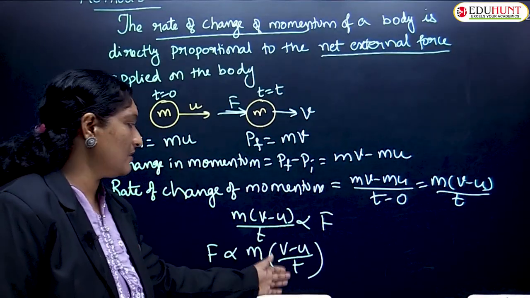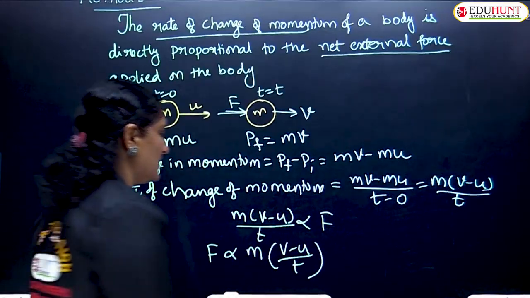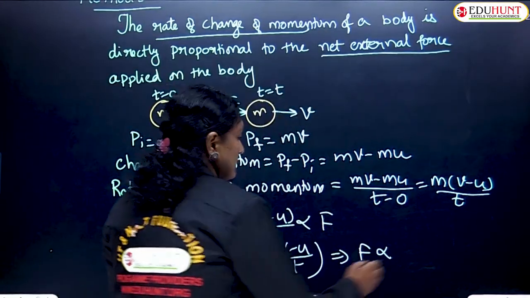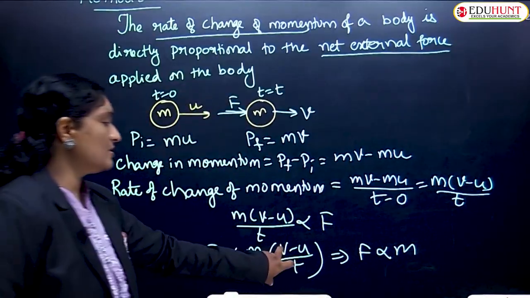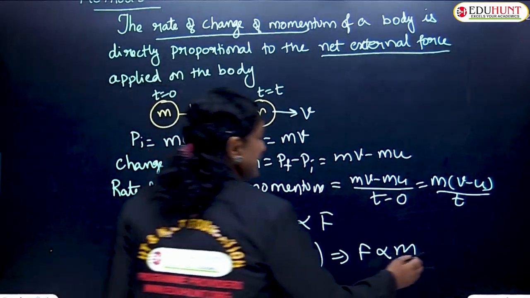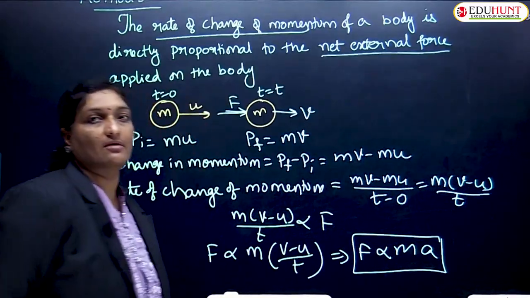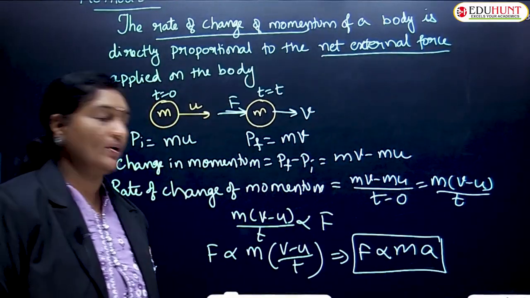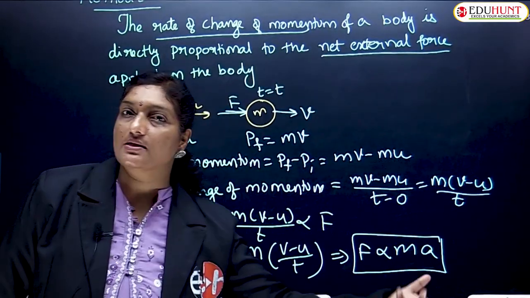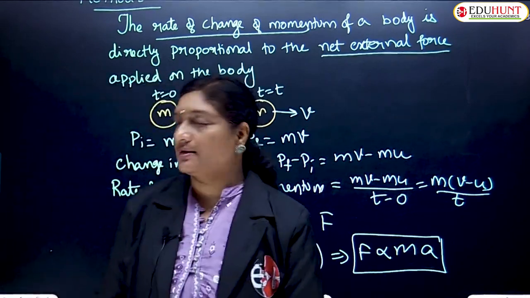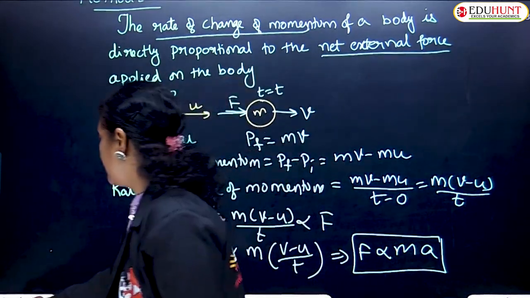The rate of change of velocity is nothing but acceleration. Hence we can write F is proportional to m into (v minus u) by t, which is nothing but acceleration a. Hence F is proportional to ma, or F equals k ma. For k equals 1, F equals ma. The same concept.